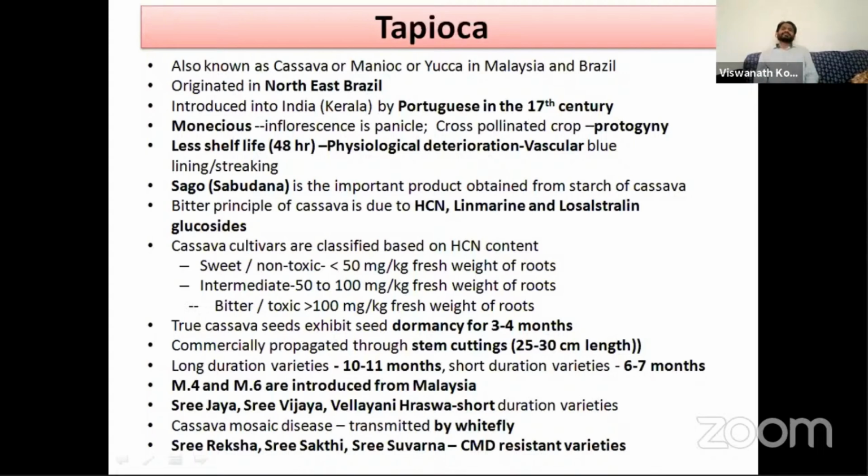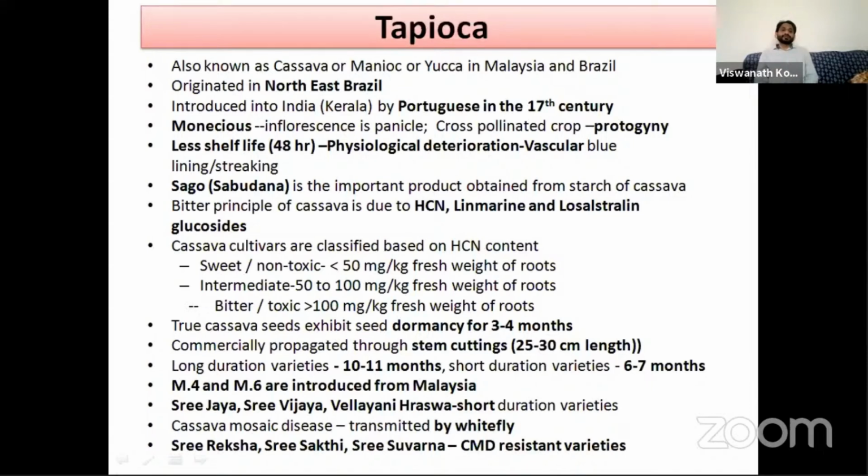Tapioca has very little shelf life. Tapioca tubers we cannot store for more than 48 hours. There is a physiological disorder called physiological deterioration. Physiological deterioration starts in tapioca tubers after 48 hours. We cannot store tapioca for a long time. In the deteriorated tubers, we can see a blue discoloration in the tapioca tubers.